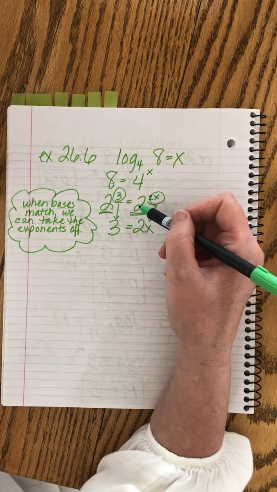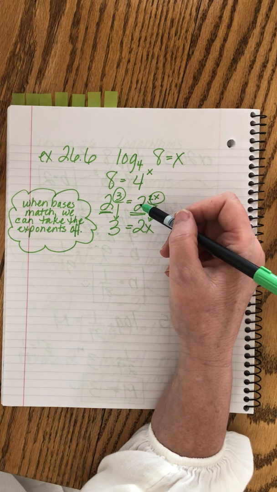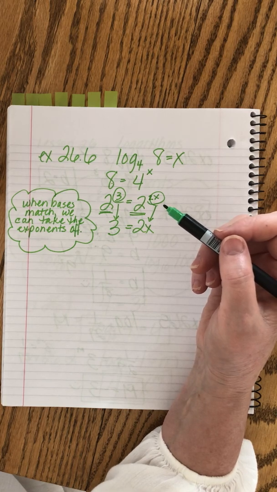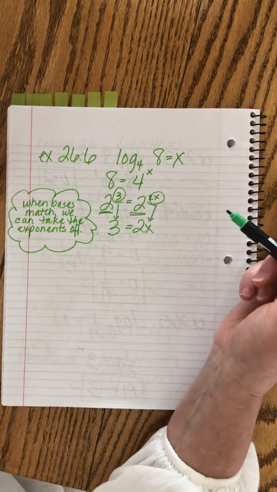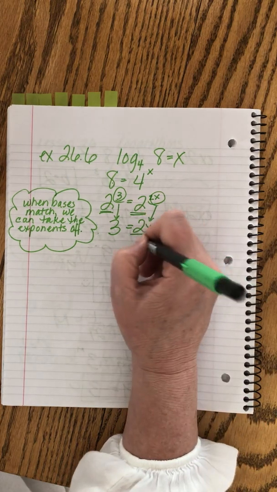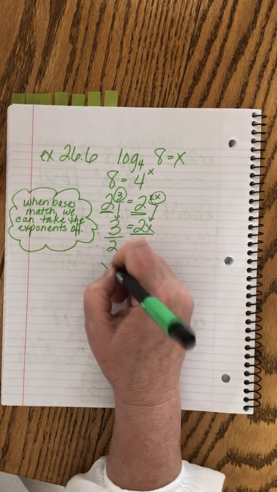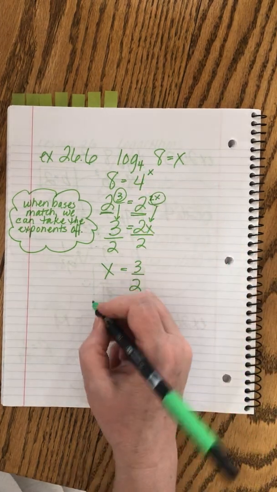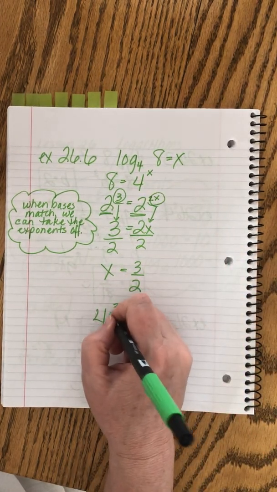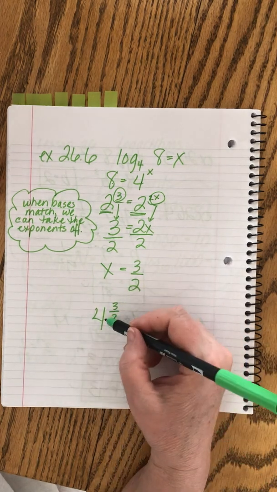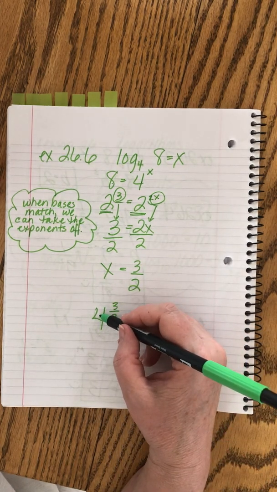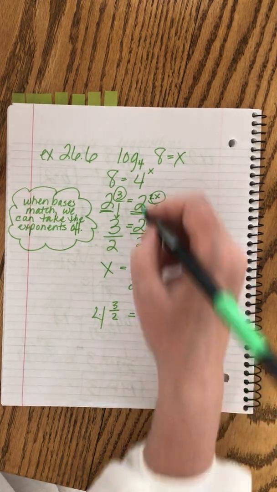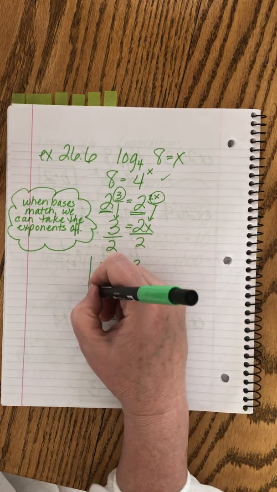Because if the bases are the same, then they're not going to change the value of the equations at all. We can just focus on the exponents. And so we divide it by 2, and we see x equals 3 over 2. And that makes sense, because if we calculate this, it means we take the square root of 4, which is 2, and we cube it. And that's 8. So that checks. That's what we said it was supposed to do. So this is our answer.